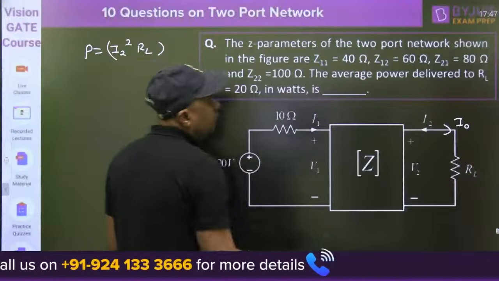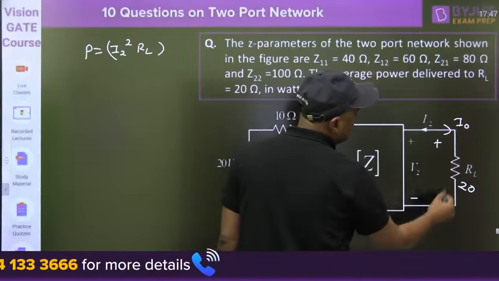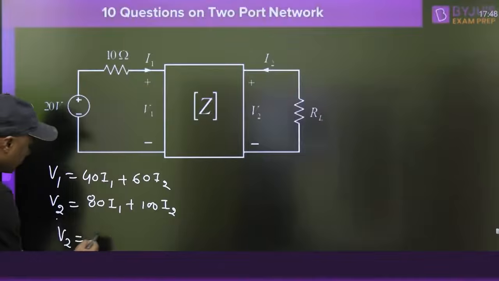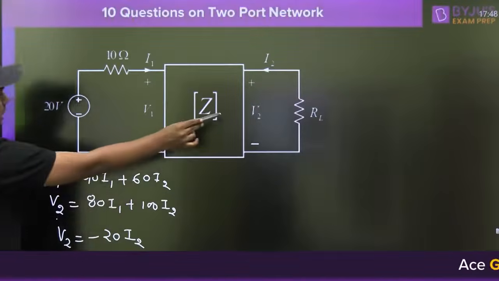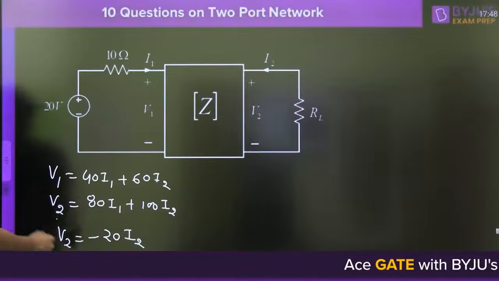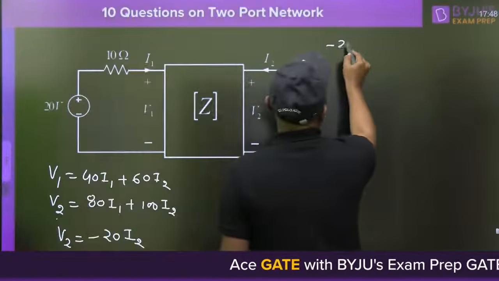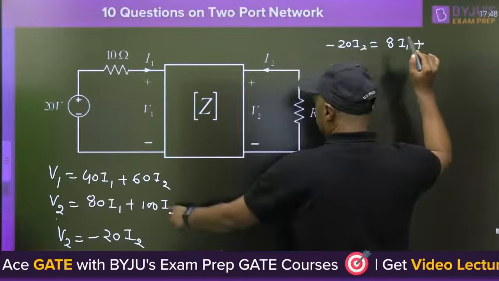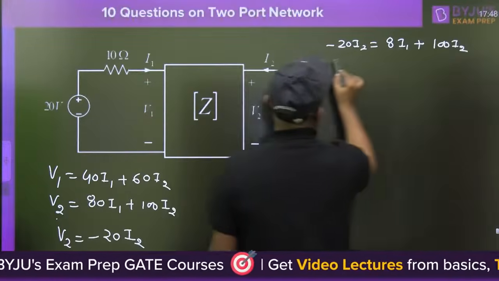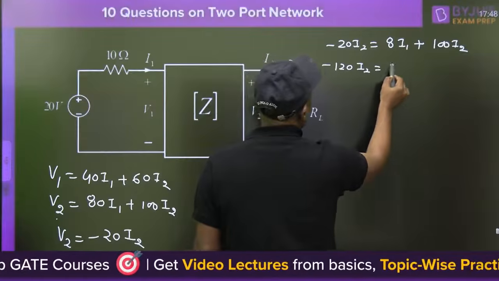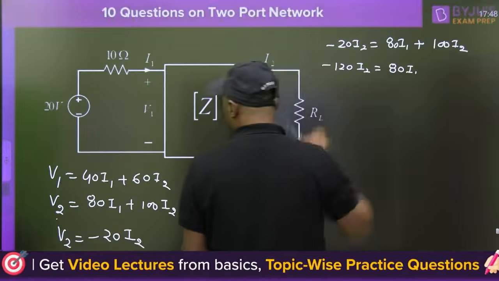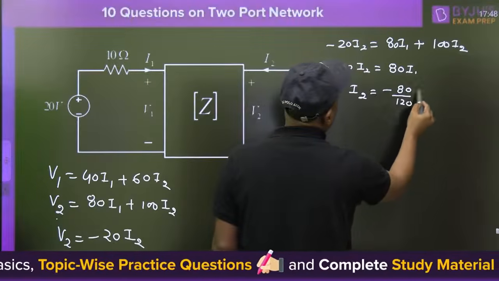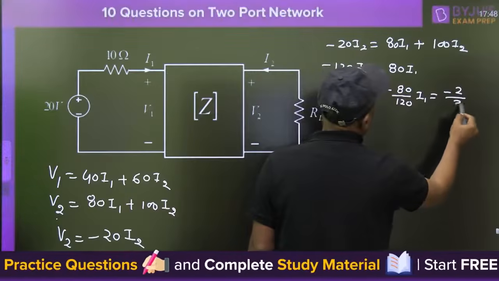Average power delivered to RL of 20 ohm. So I have given V2 is equal to minus I2 RL, and RL value is 20, so minus 20 times I2. Now you can put it here, then it will become minus 20 I2 is equal to 80 I1 plus 100 I2. That will become minus 120 I2 is equal to 80 I1, and that's why I2 is equal to minus 80 by 120 I1, that is nothing but 2 by 3 I1.